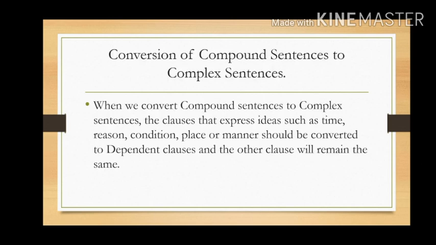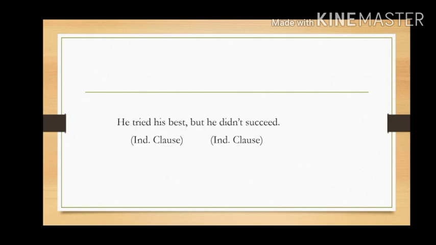Now, when we convert compound sentences to complex sentences, the clauses that express ideas such as time, reason, condition, place, or manner should be converted to dependent clauses. The other clause will remain the same. See this example. He tried his best, but he didn't succeed. It is a compound sentence. This sentence has two independent clauses. He tried his best and he didn't succeed. Both make sense on their own.